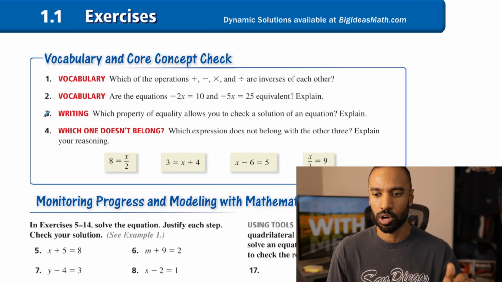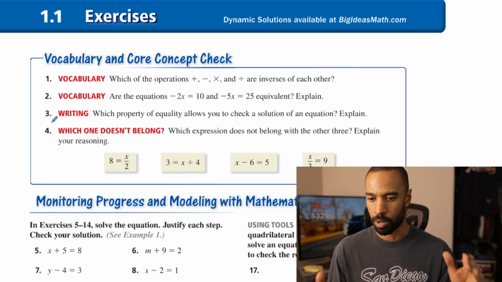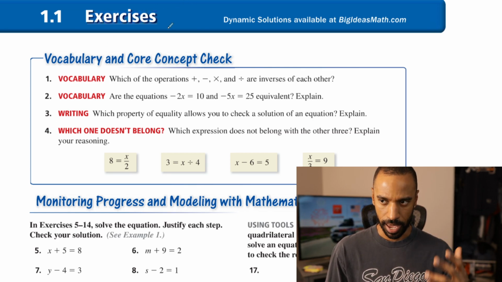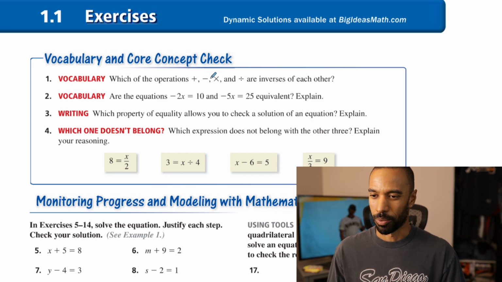Now, what I'm going to do is start with problems 1 through 4, vocabulary and core concept check, and then I'm going to, in great detail, do numbers 5 through 57. This is just making sure we understood some of the words and core concepts that we were told.